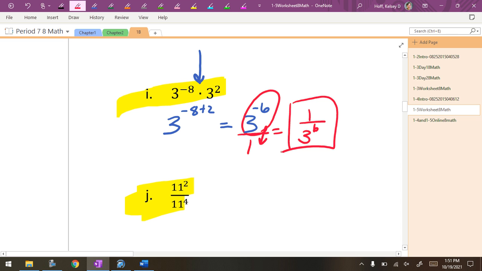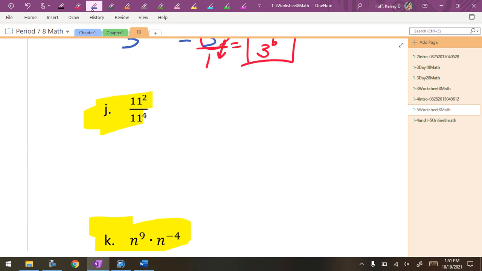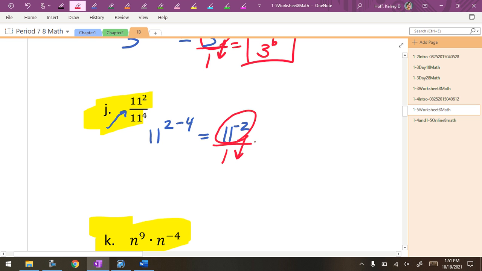That's a very different thing. 3 to the 6th and 1 divided by 3 to the 6th. J, multiplying or dividing? Dividing. Keep your base. What's your base? 11. What are you doing to your exponents? Subtract. 2 minus 4 gives you negative 2. Austin, can you leave this? No. Over 1. Your base and your negative exponent needs to go down. 1 divided by 11 to the 2nd.